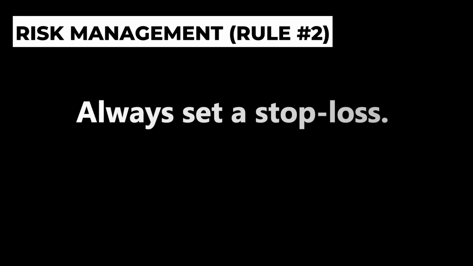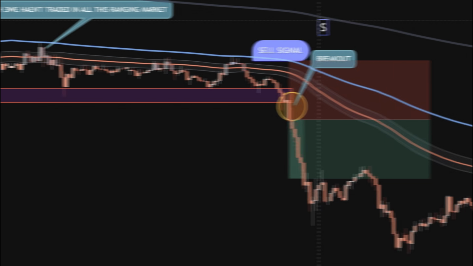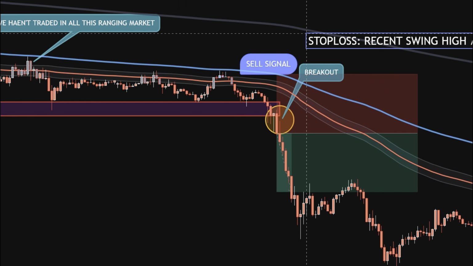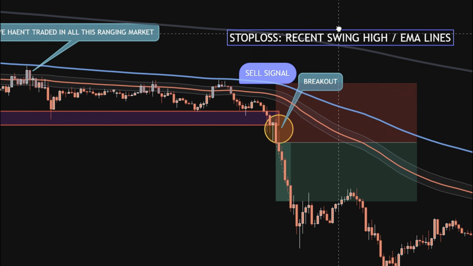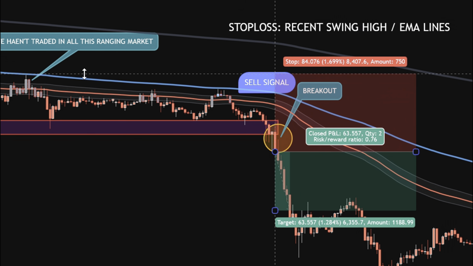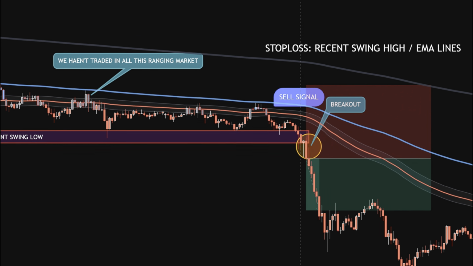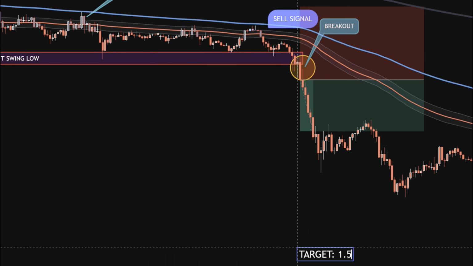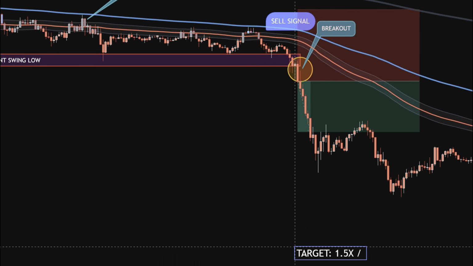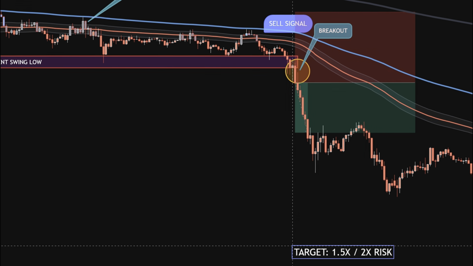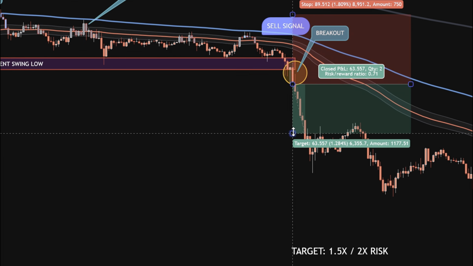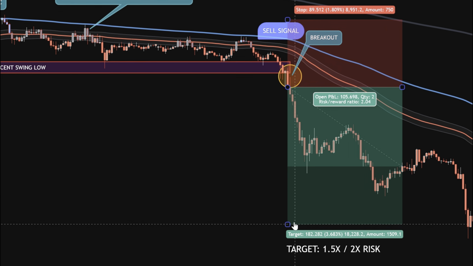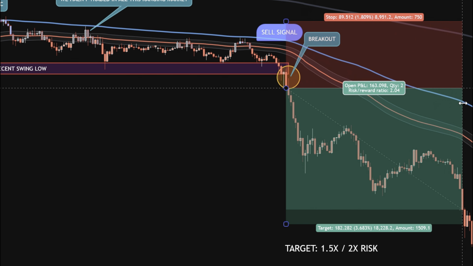Your stop loss goes at the recent swing high or just above the EMA lines, whichever gives you a logical invalidation point. If price comes back above that level, the setup is dead. You're out. No hoping, no waiting. Out. Your take profit is 1.5 to 2 times your risk. If you're risking 20 pips, you're targeting 30 or 40 pips. That's how you stay profitable when you're only right 50% of the time. The math works because your winners are bigger than your losers. That's professional trading, not YouTube hype.